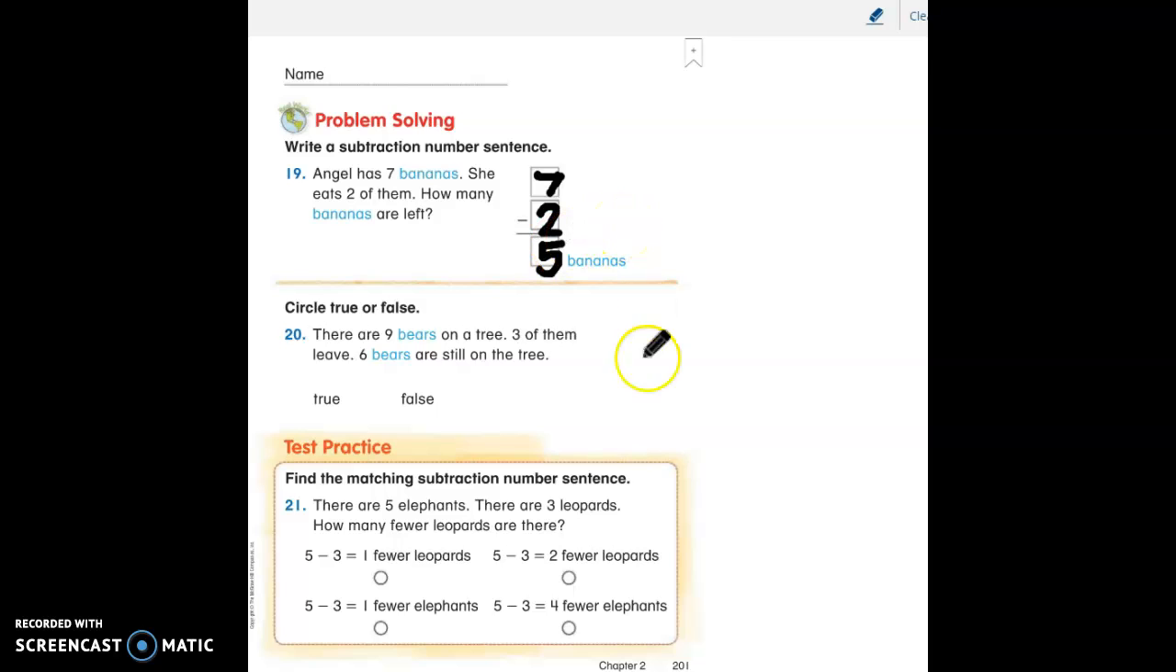Okay, number 20 was a true and false story problem. There are 9 bears on a tree. 3 of them leave. 6 bears are still on the tree. That is true.